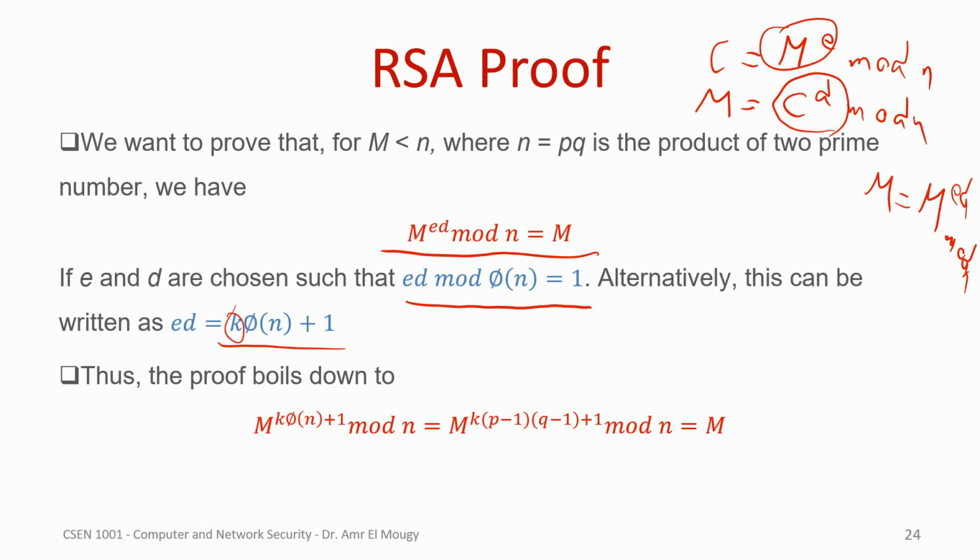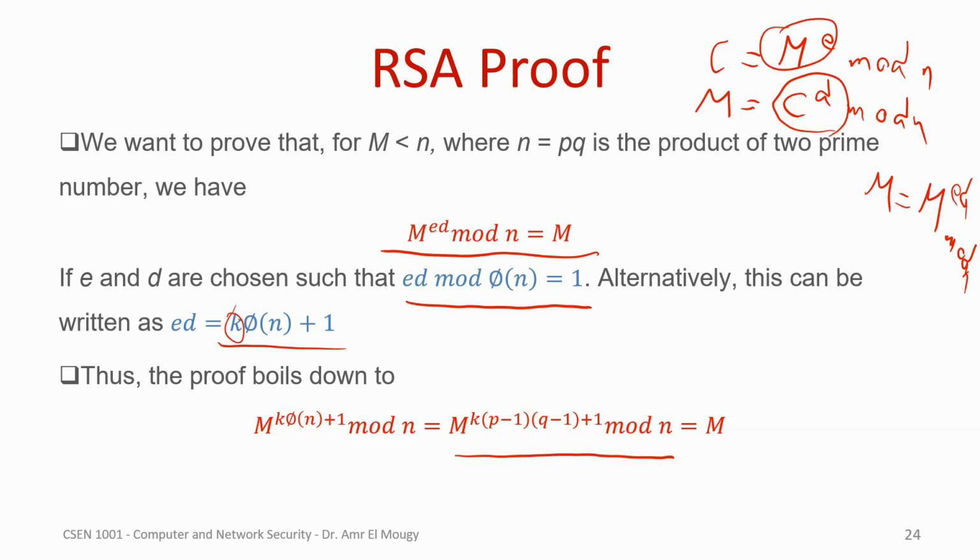Okay, so if you replace ed by k phi n plus 1 in the original equation, you get m power k phi n plus 1 mod n. We know that phi n is equal to p minus 1 multiplied by q minus 1, so you replace them with that. You get m power k p minus 1 q minus 1 plus 1 mod n. We want to prove that this is equal to m.